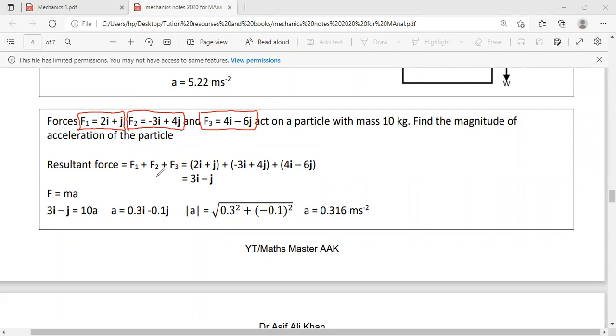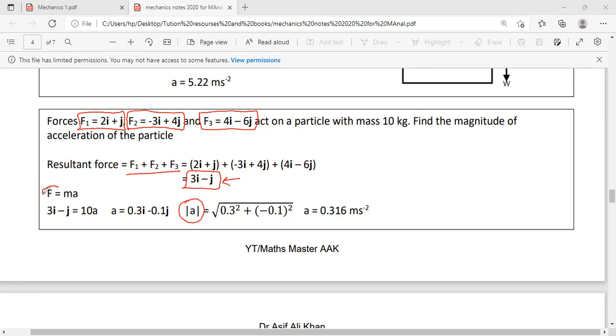So first of all, you find what is the total force, F1 plus F2 plus F3. You will add all these forces. And what is the pattern to add? You will add i values with i values and j values with j values. So the sum of all the forces will be 3i minus j. This will be the total effective force. How will you find the magnitude? You know that magnitude can be represented in this form with these two lines. Right? This thing we have to find. But this one is the total effective force.